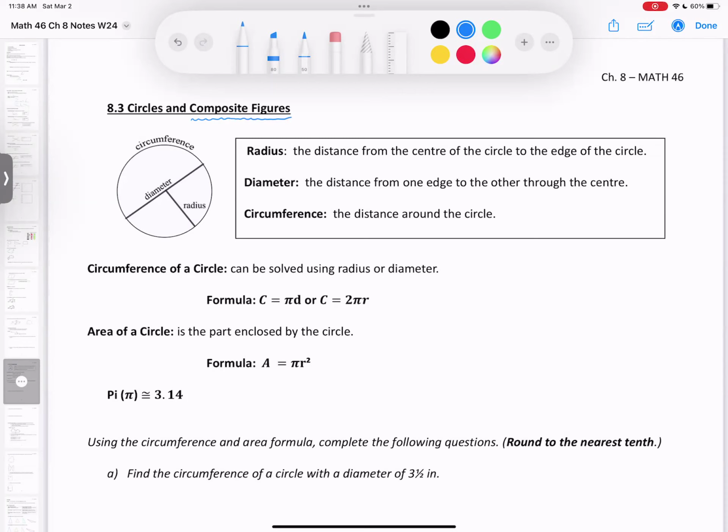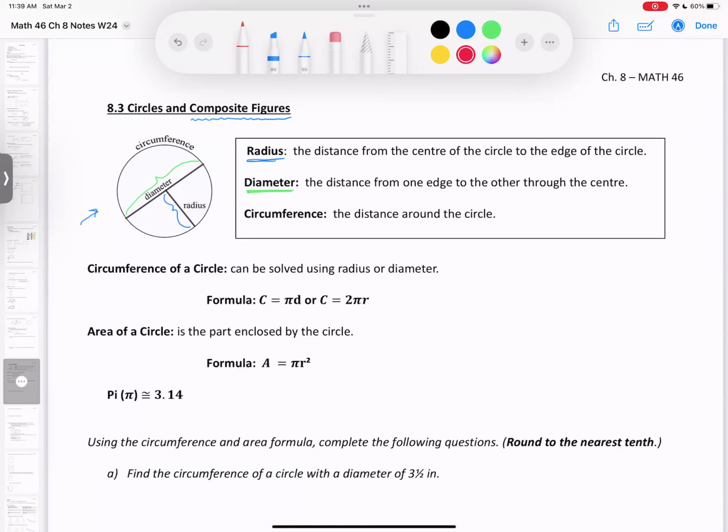So a little bit of terminology here. We've got this circle right here. You can imagine perhaps a pizza. And if you cut from the center of that pizza out to one edge, that length right here is called the radius. So the radius is the distance from the center of the circle to the edge of the circle. If you took your cutter and went all the way across the pizza from one edge to the other edge through the middle, that is the diameter. So it's the distance from one edge to the other going through the center.